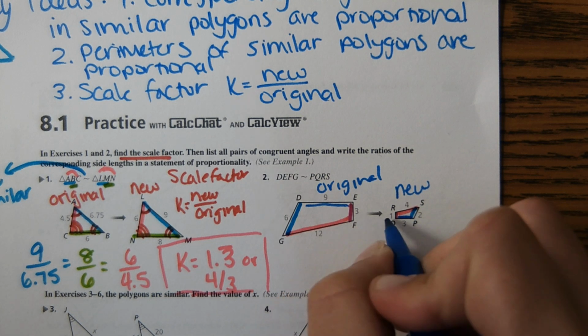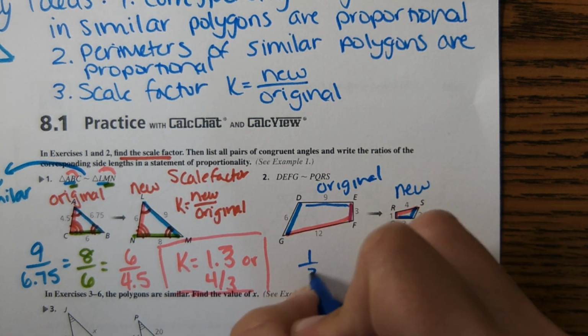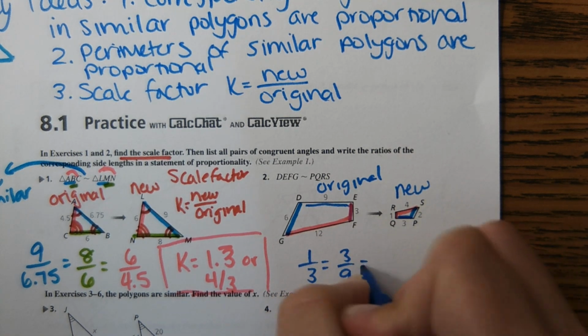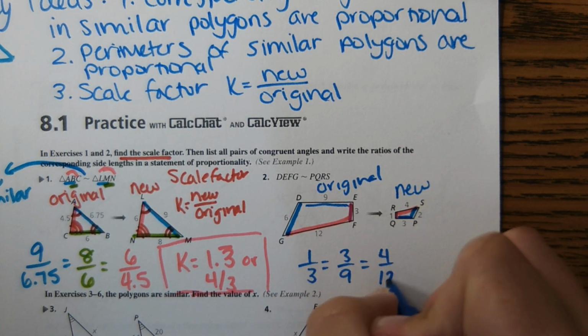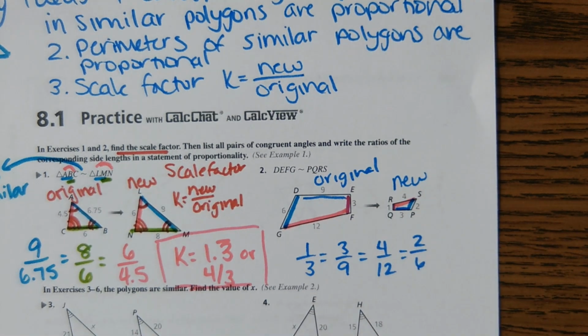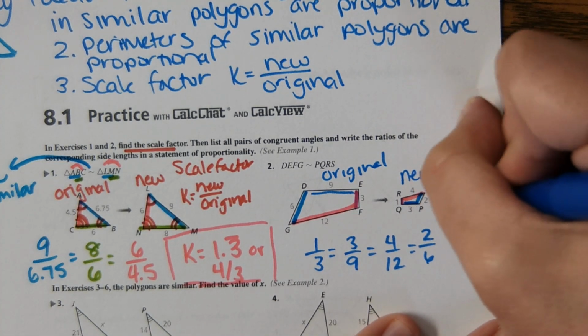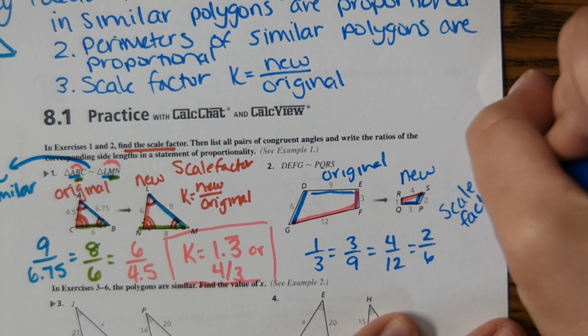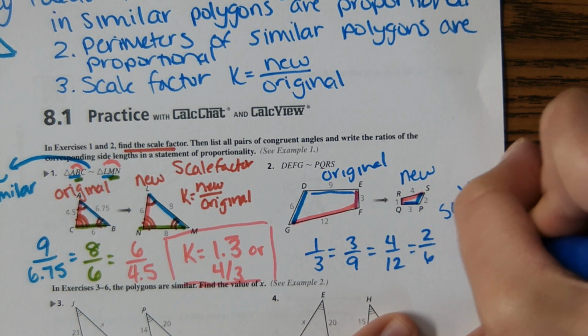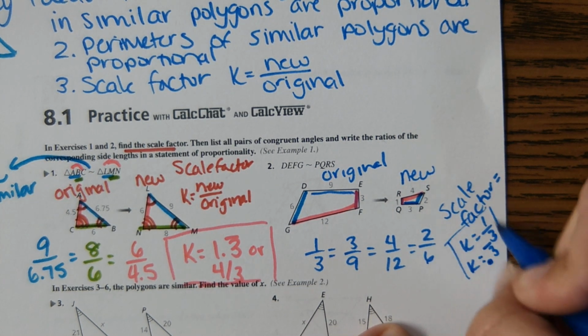Okay, so then corresponding over corresponding. So like 1 over 3. This corresponds with this, 3 over 9. Pink with pink, 4 over 12. And this blue with this blue, 2 over 6. Then you could go ahead and divide all these, but they're all equal to 1/3 or 0.3 repeating. So our K, our scale factor, K equals 1/3 or K equals 0.3 repeating, whatever you prefer.